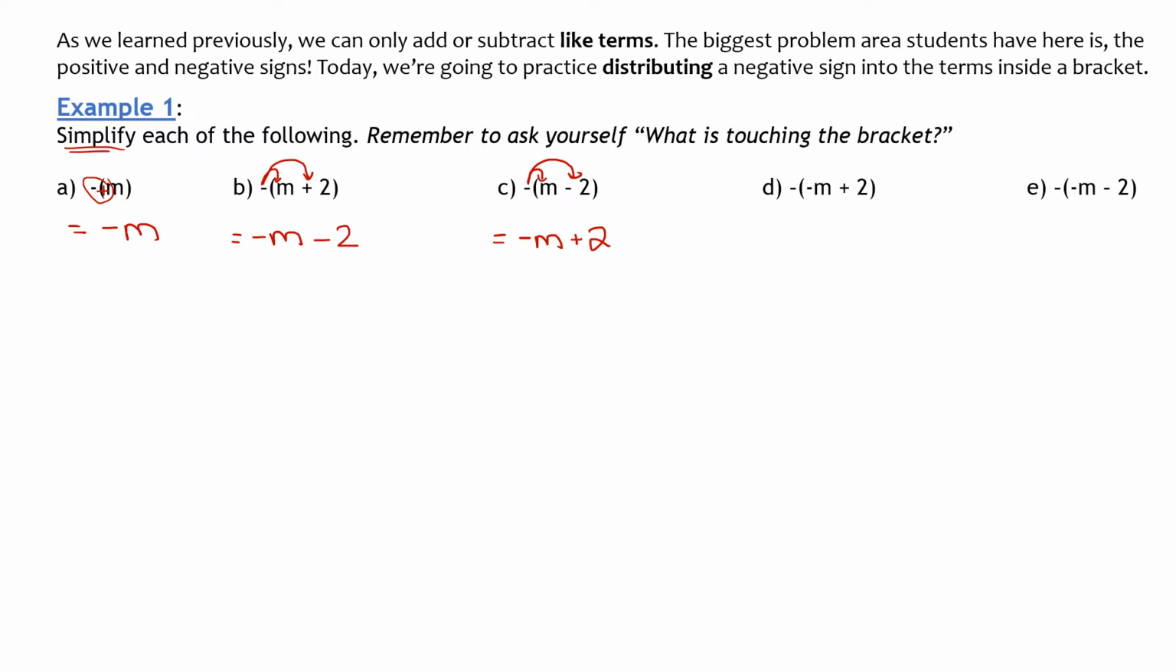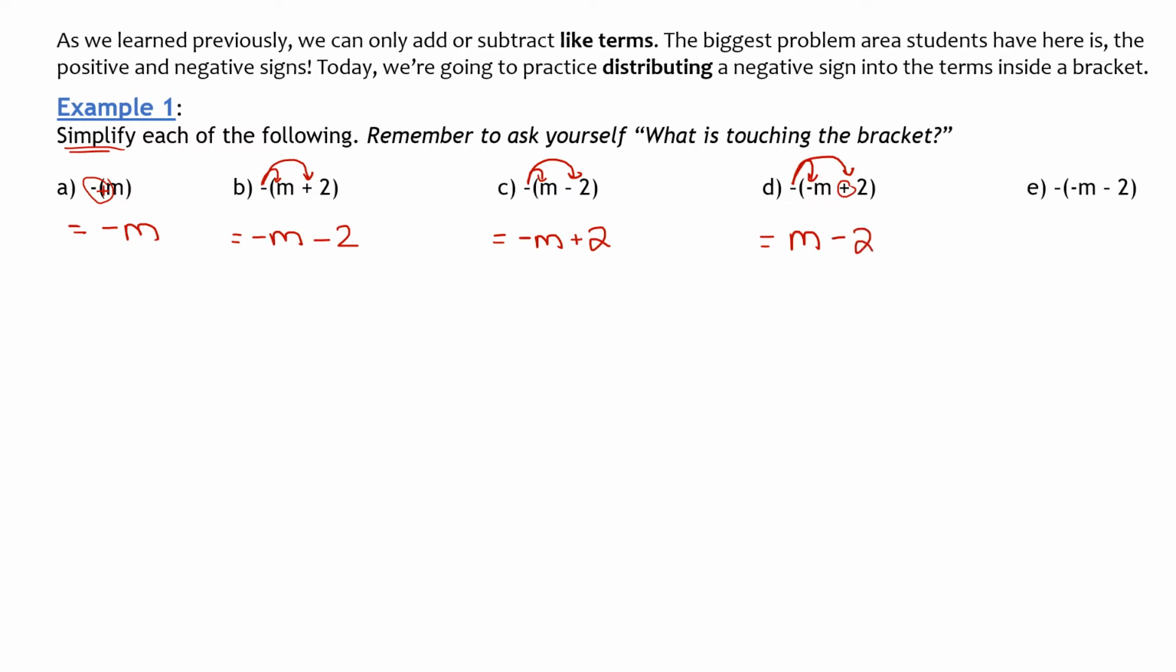All right, next one. Same thing, but this time, for the first time, I have a negative M instead of a positive M. So a negative times a negative, we distribute it in. We multiply it in. Negative times a negative is going to give me a positive M. And then that negative in front also has to go to the plus 2. So a negative times a positive, that's a negative 2.